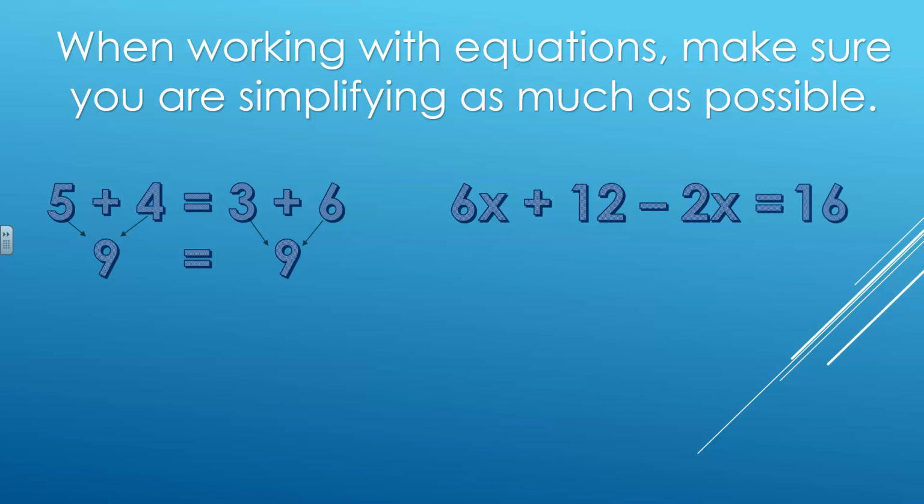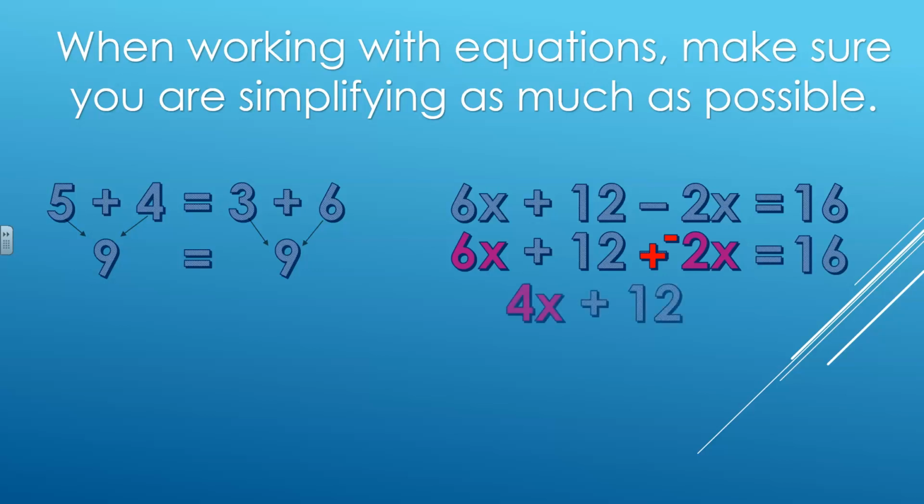Then we have 6x plus 12 minus 2x. We can set that equal to 16. Now we are not solving this equation, we are just simplifying. So I'm going to change that subtraction sign into add the opposite, and then I'm going to find my like terms. So my 6x and my negative 2x are similar, so I can start to combine those. And because they are opposite signs, a positive and a negative, we have 4x plus 12 set equal to 16.